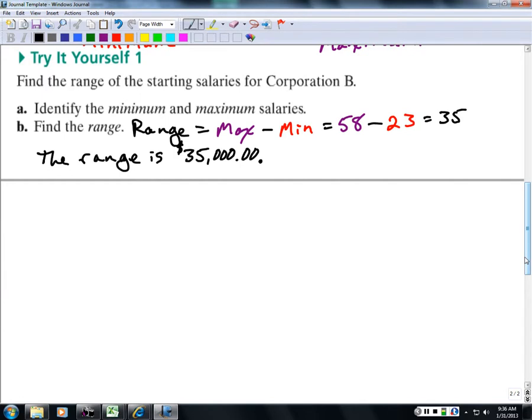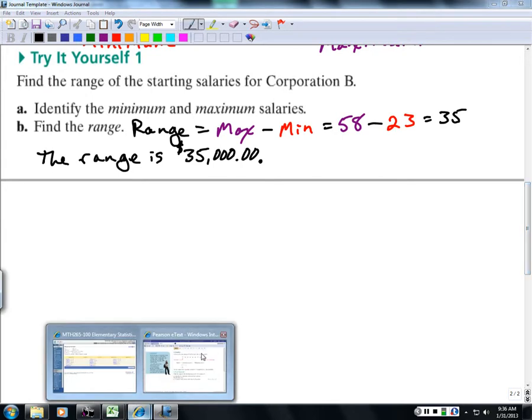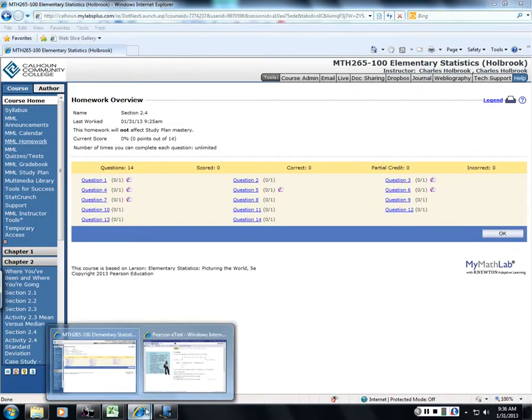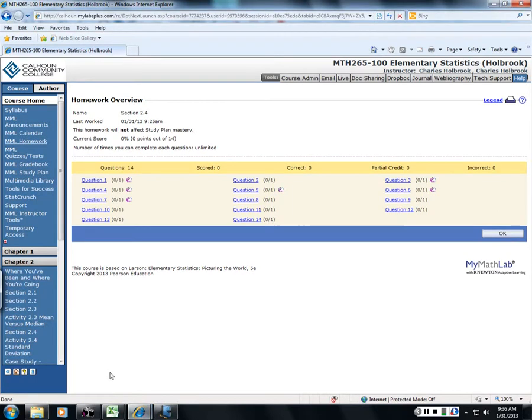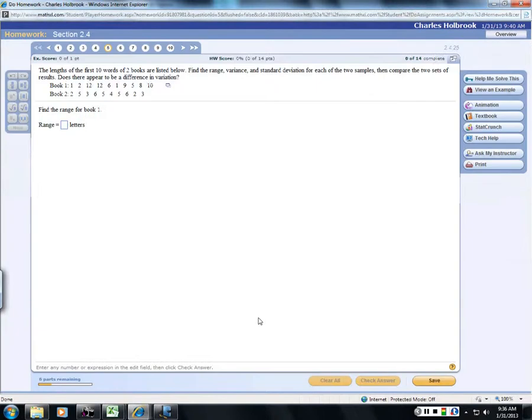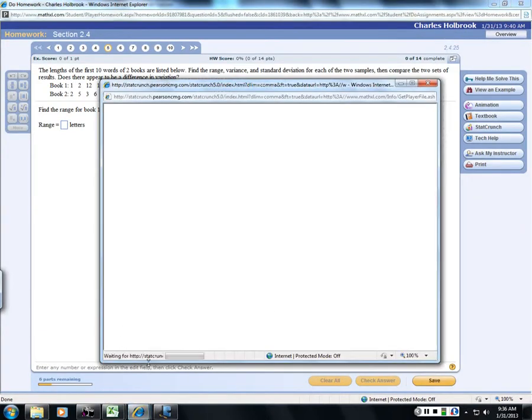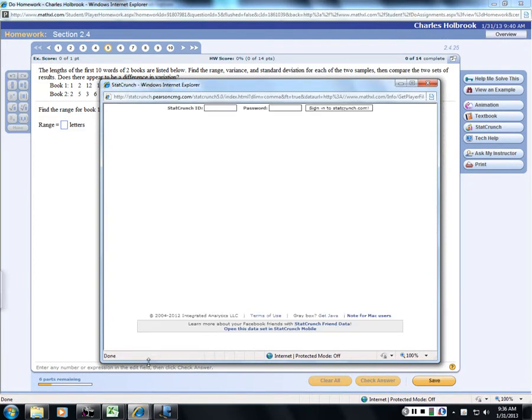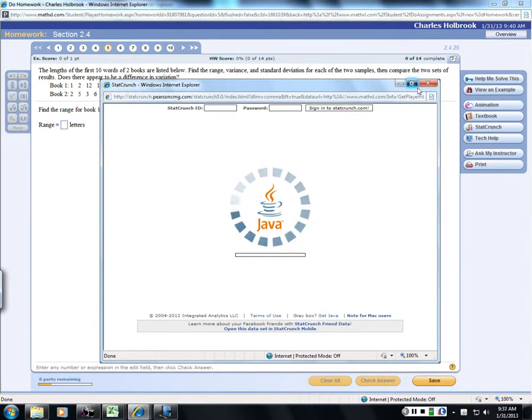Another thing about range is you can find it fairly easily using either StatCrunch or Excel. Okay. For example, in StatCrunch, if I'm in my stat lab and I want to find the range of a data set, I just simply go into StatCrunch, and in this case I just copied the data table into StatCrunch. Wait for Java to load because it is slow, especially on this computer.